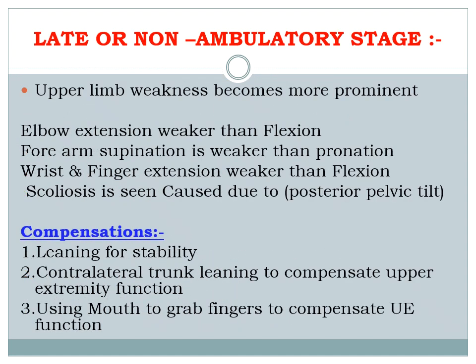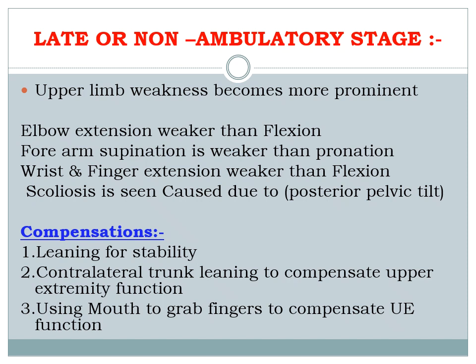Later there is the third stage, whose other name is the ambulatory stage. Upper limb weakness becomes more prominent. We can see it very prominently at this stage. Elbow extension is weaker than flexion. Forearm supination is weaker than pronation. Wrist and finger extension is weaker than flexion.